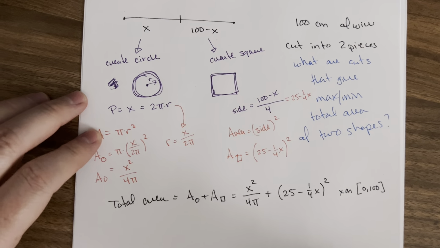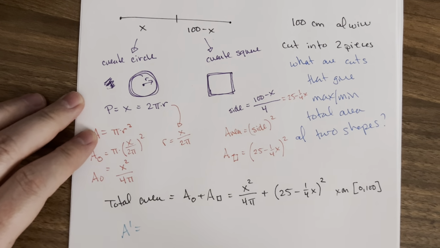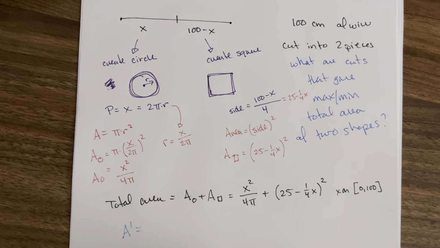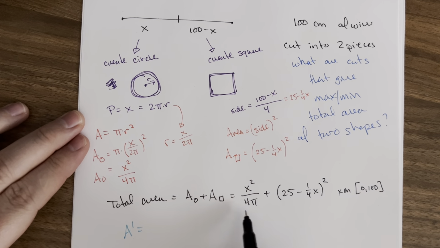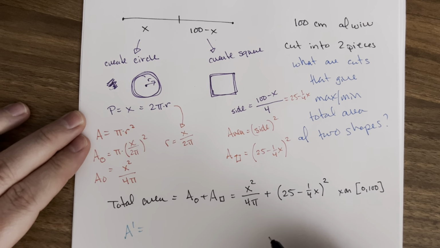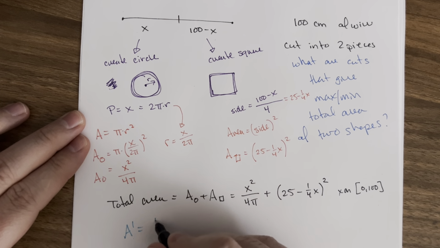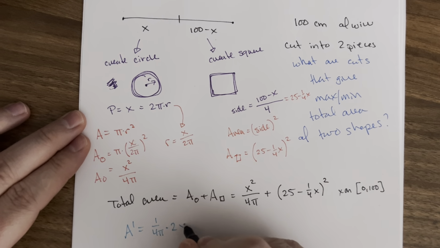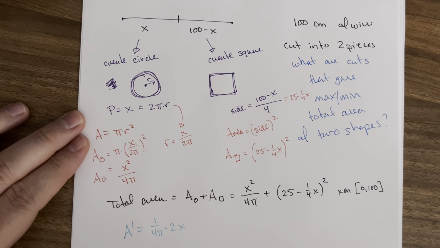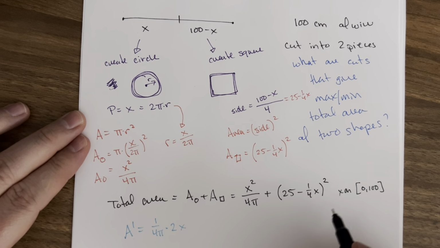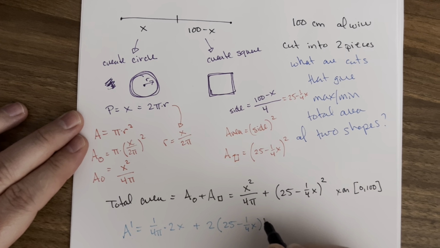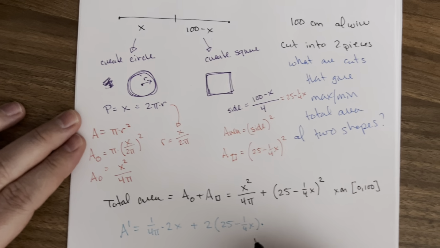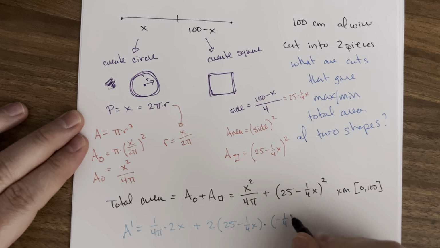I'll go through the motions here also just to quickly get our derivative. Just because this looks a little intimidating, my suggestion here for A prime, right? So we said this is essentially 1 over 4 pi times x to the 2. So I would call this 1 over 4 pi times 2x to the 1. That would essentially be 1 over 2 pi times x. And then I would do the second one as a chain. You could FOIL it out. I think that's going to be a little more awkward. So 2 times 25 minus 1 quarter x to the 1 times the derivative of the inside, which would be negative 1 quarter.